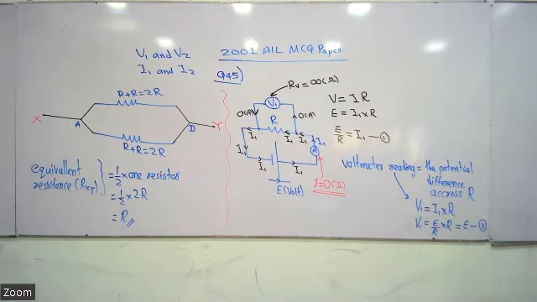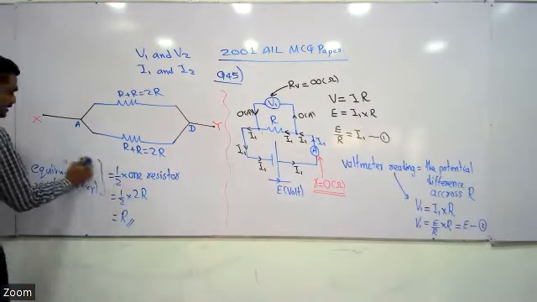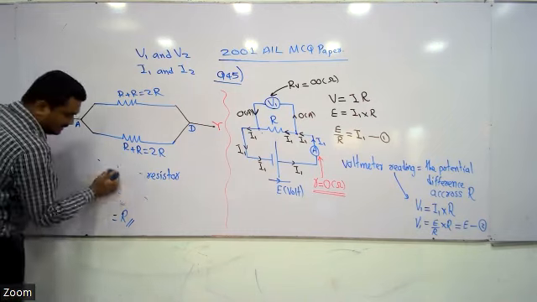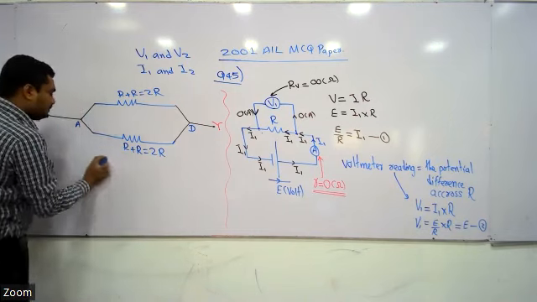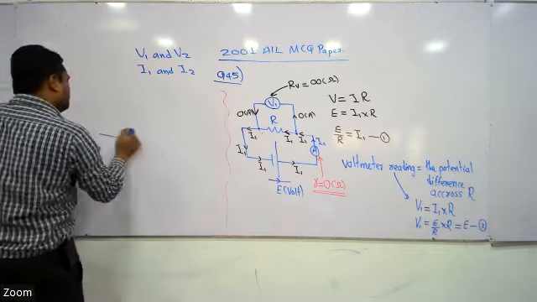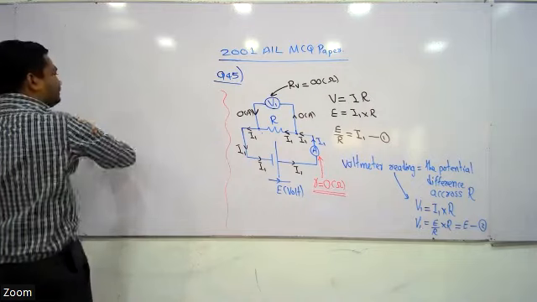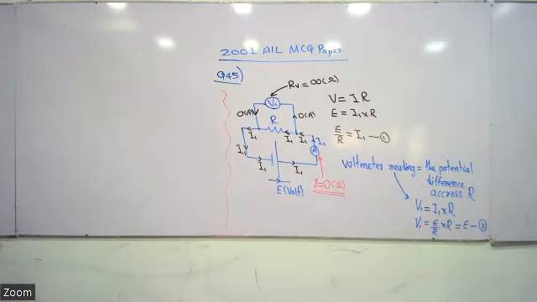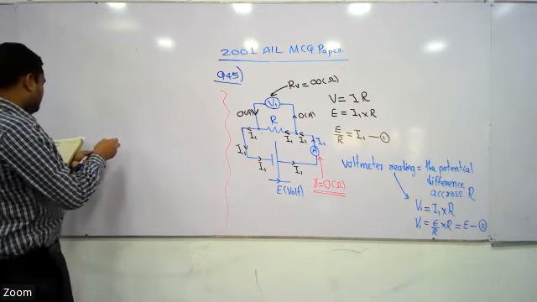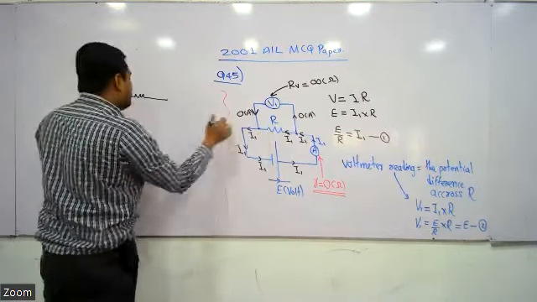Right now, let's consider the second circuit. Let me draw it. We have completed everything related to the first circuit. Now we are trying for the second circuit. Look at both. In the second circuit, there are two resistors. Here we had only one.